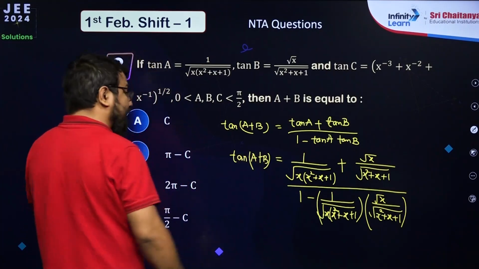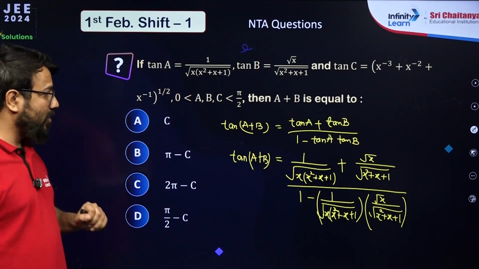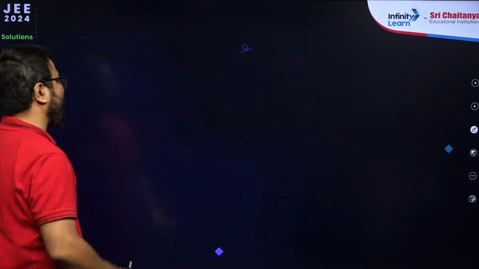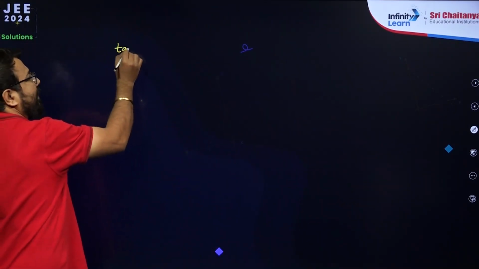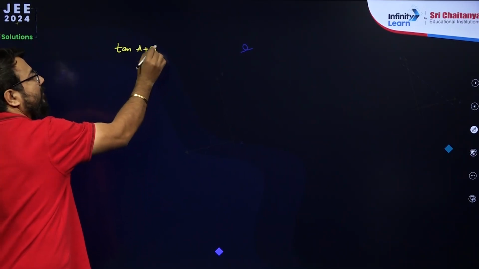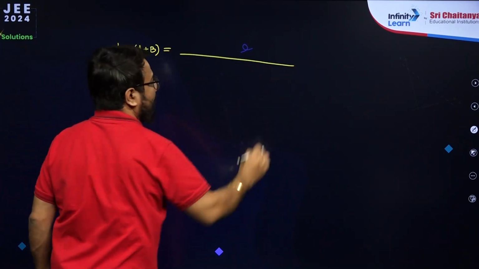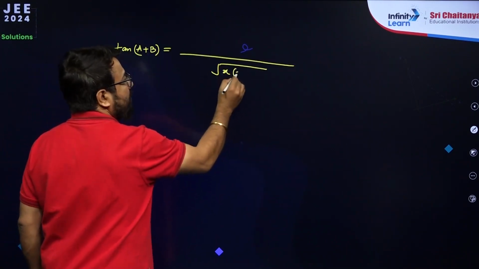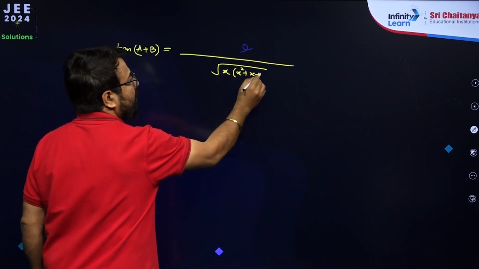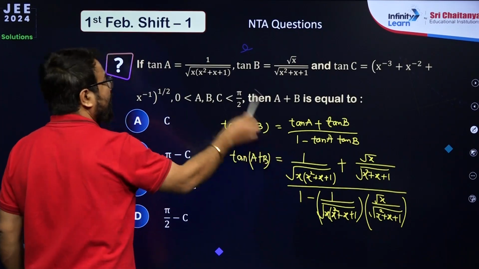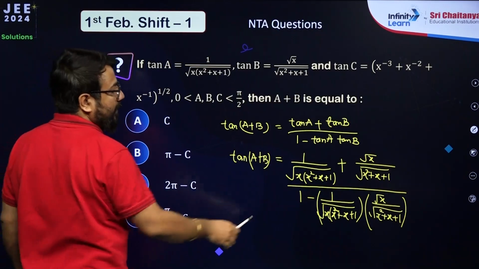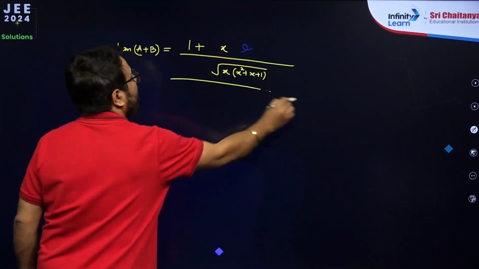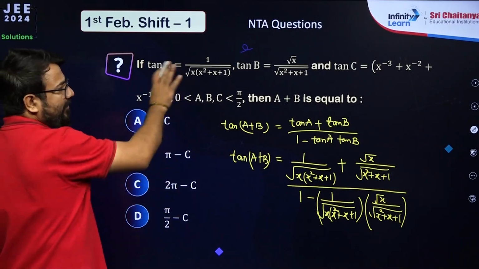Now we can take the LCM on both numerator and denominator. In the numerator, if I take the LCM, I'm moving to the next page, okay? I'm writing here the tan(A plus B) value. So in the numerator part, if I take the LCM, it will be square root of x times x square plus x plus 1, and here 1 will be written as it is. Now here root x is missing, so root x into root x will become x. This is the simplification of the numerator.